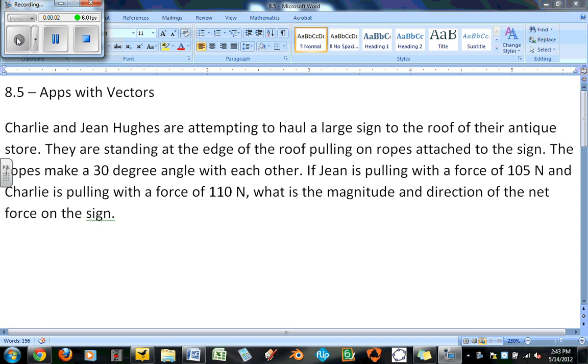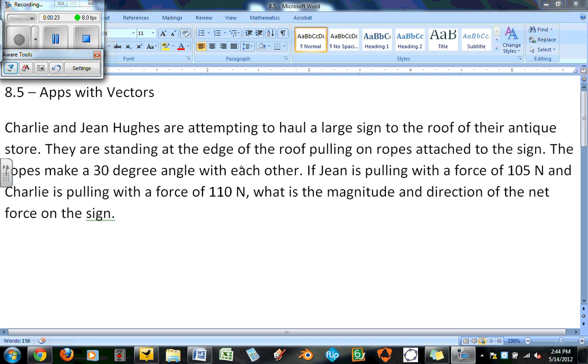In this video, I'm going to talk about some applications for vectors. Again, these are just made-up situations, but we can apply them if we ever need to figure something like this that's dealing with force or anything like that on an object. So first off, here it says Charlie and Gene Hughes are attempting to haul a large sign to the roof of their antique store. They are standing at the edge of the roof and pulling on ropes attached to the sign.